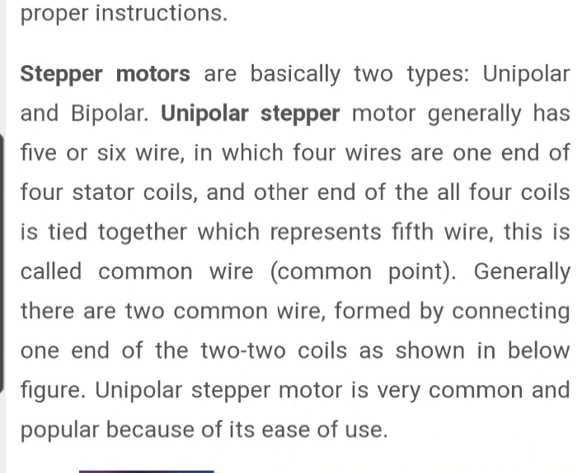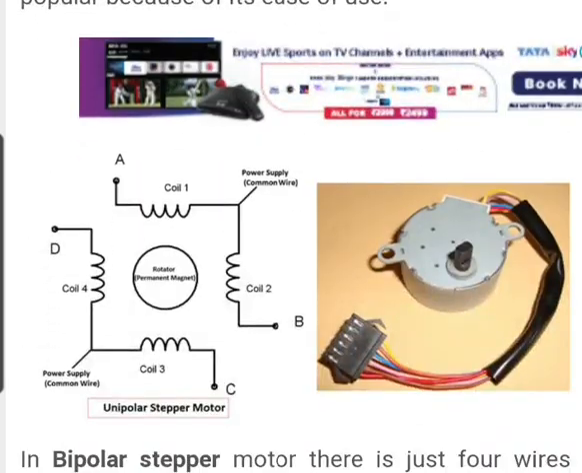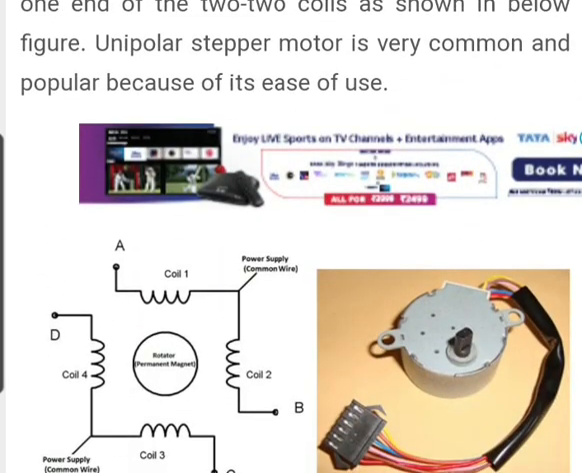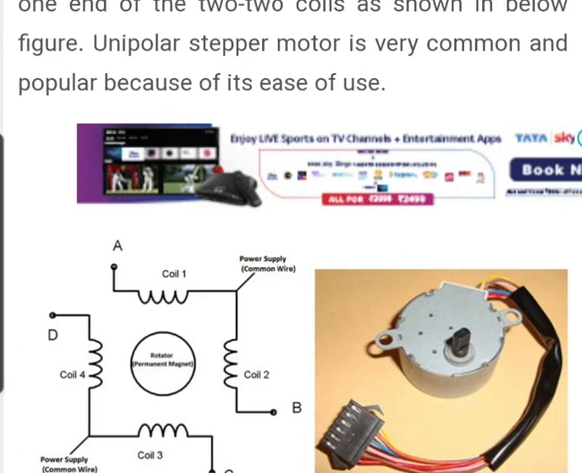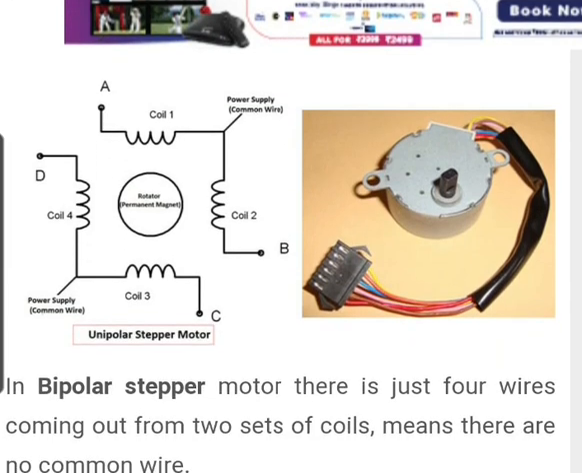So generally there are 2 common wires which are formed by connecting one end of the 2 coils, which is shown in this diagram. This diagram shows the unipolar stepper motor. A unipolar stepper motor is very common and popular because of its ease of use.